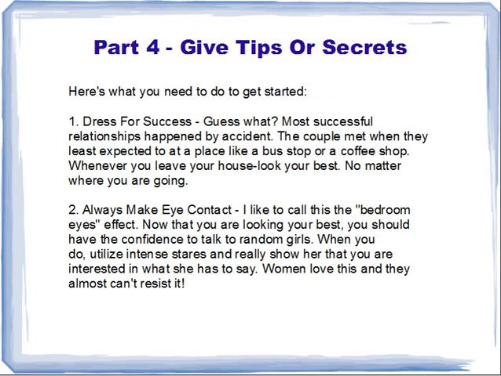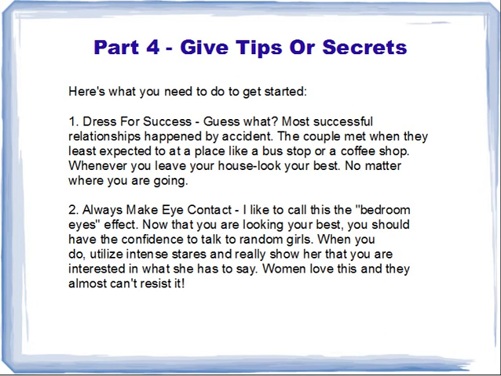You give them the tips. Now, these tips, I researched some easy articles and came up with a couple of tips, and this is basically what I wrote down. Dress for success, always make eye contact. Basically, giving them 2 things that are going to help them meet the girl of their dreams.